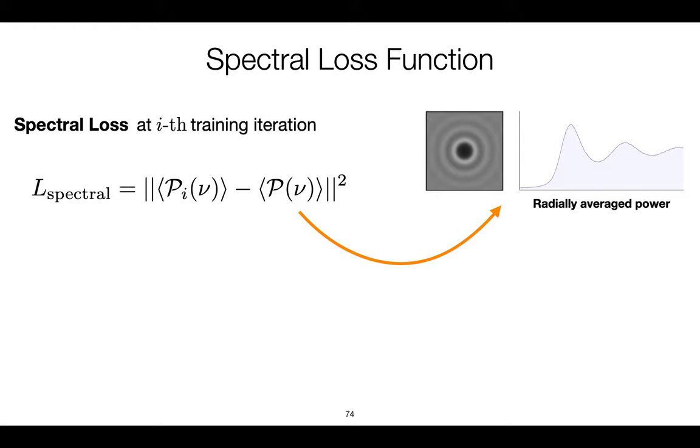And then at each epoch, after performing all the convolutions, we compute the corresponding power spectrum. We compute the L2 difference between the target power spectrum and the current power spectrum, and then backpropagate this L2 distance to improve the overall training and the quality of the final output here.